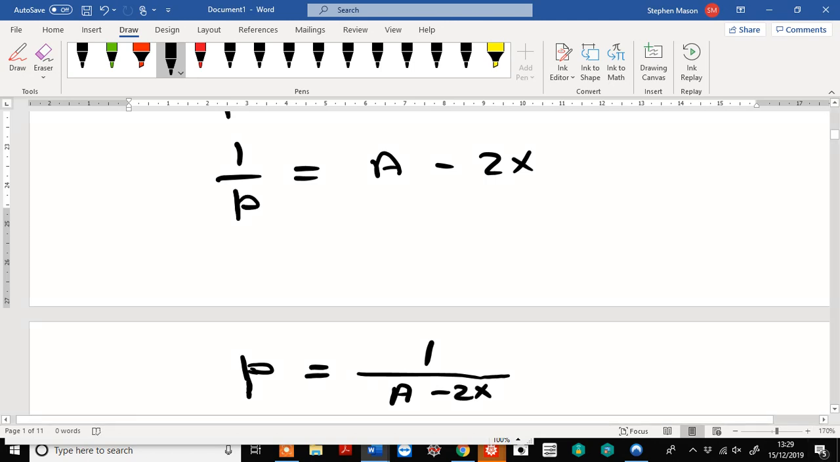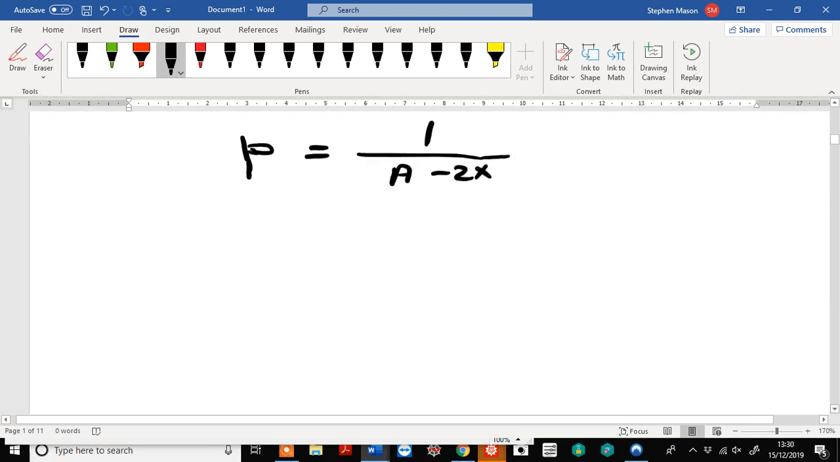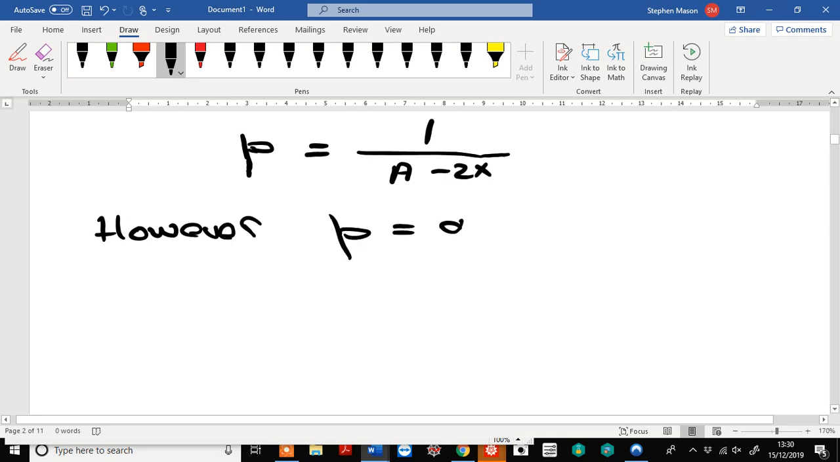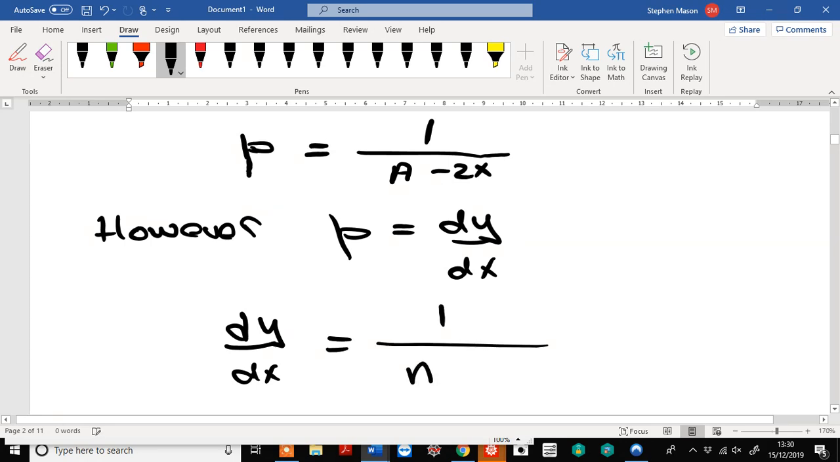Right. So what do we do now? Well, we know that p, however, p we know is dy by dx, if I've remembered correctly, and that is correct. So we've got dy by dx equal to 1 over a minus 2x.